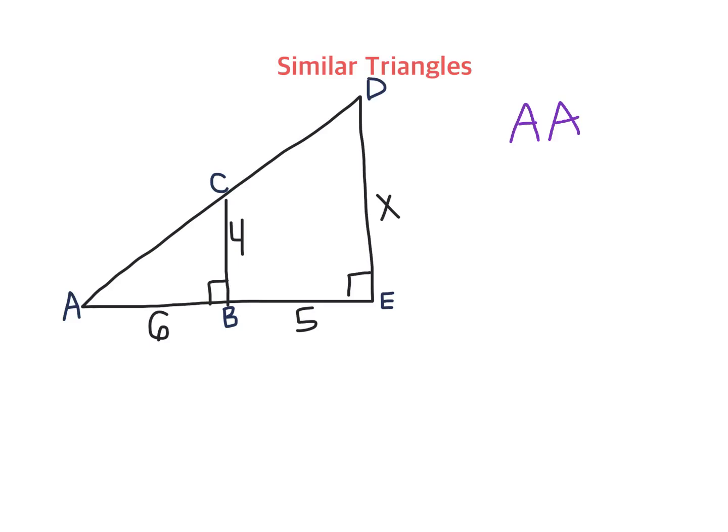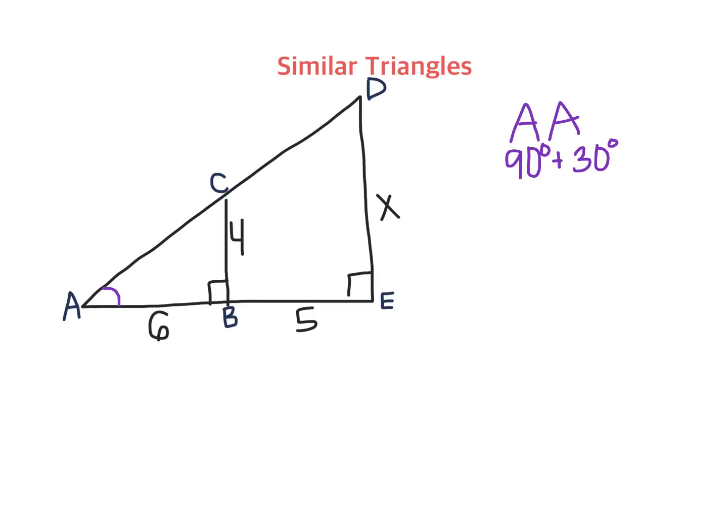Now, we know by looking at the picture that they both have 90-degree angles. We also know that right here they have angle A in common on both of the triangles. So if I know that one of the angles is 90 degrees, and let's say that angle A down here at the bottom is, for example, 30 degrees. I'm just giving this as an example. It isn't necessarily 30 degrees.